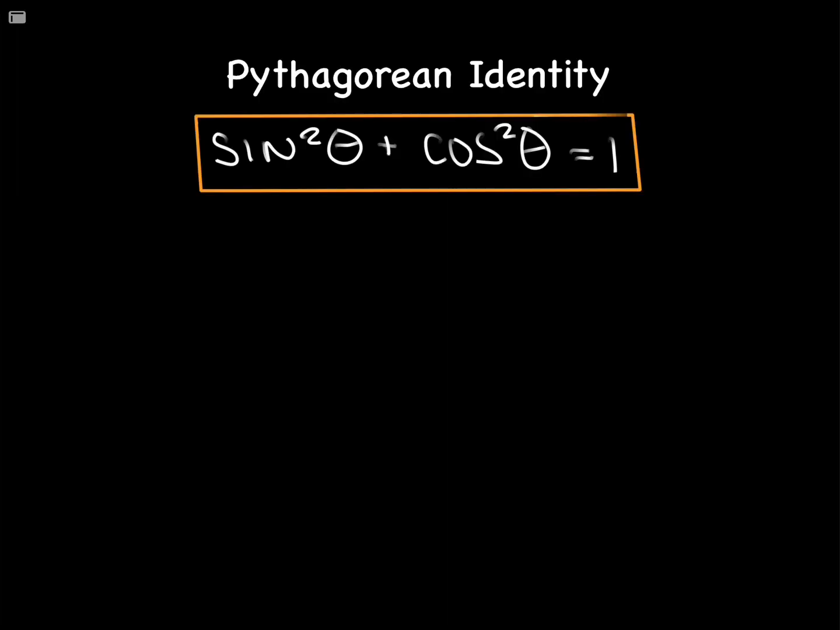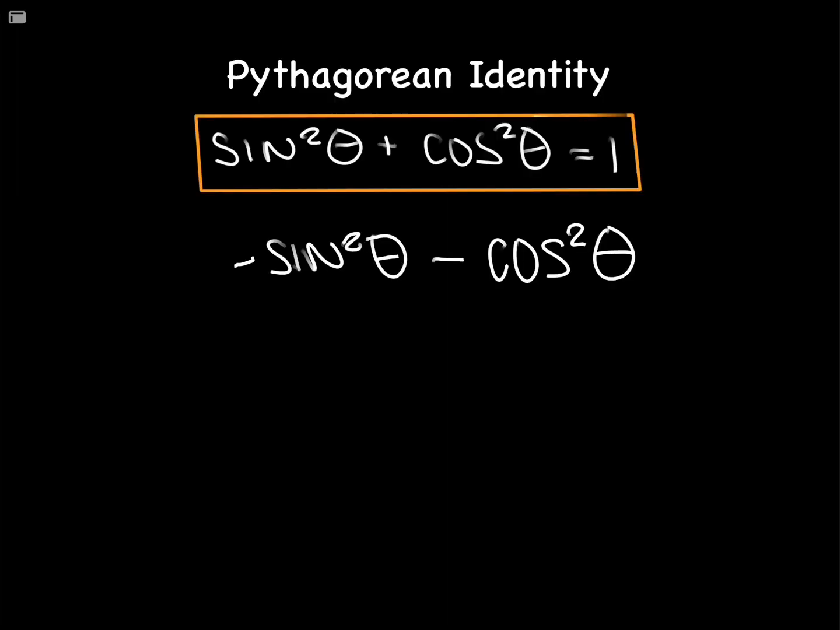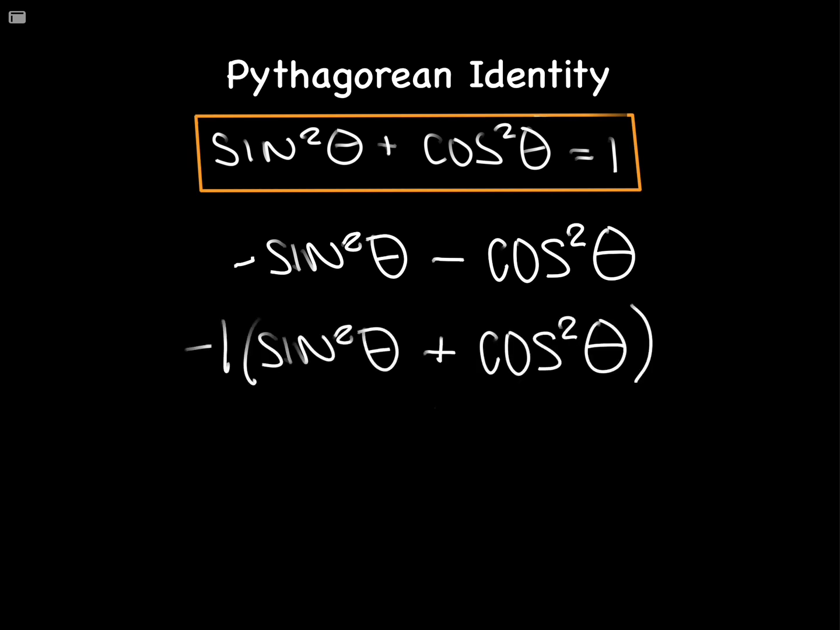We are given negative sine squared of theta minus cosine squared of theta. Let's factor out the negative. That would look like this. Negative 1 times sine squared of theta plus cosine squared of theta, which is the same thing as negative 1 times 1. Which simplifies to negative 1.